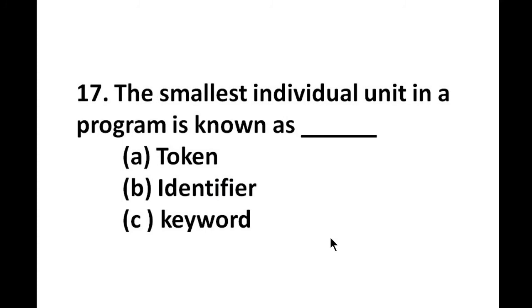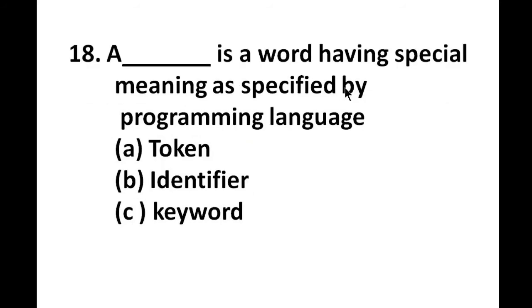The smallest individual unit in a program is known as a token or lexical unit. A dash is a word having special meaning as specified by the programming language. Options: token, identifier, keyword. The answer is keyword. These are some reserved words of a programming language.